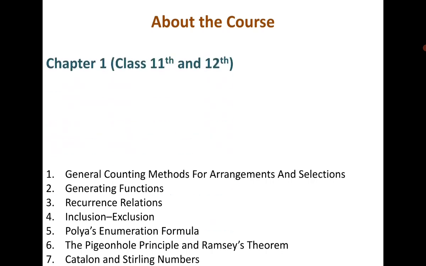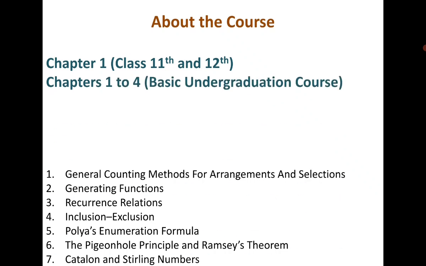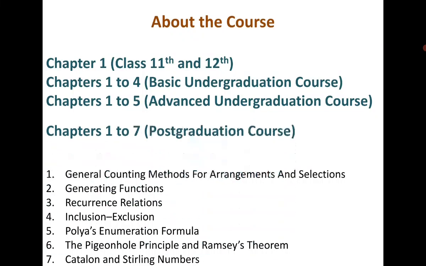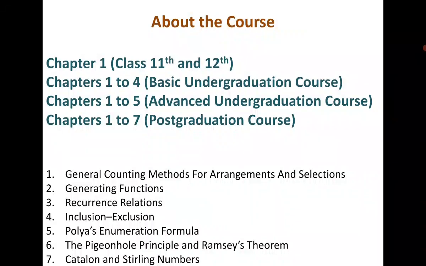In these chapters, if you are studying in school, I think chapter 1, which mainly depends on permutation, combination, and other counting problems, is enough, so you can only go through chapter 1. For a basic undergraduate course, you can go till chapter 4, and sometimes at some places chapter 5 is also included in an undergraduate course. And if you are looking for a postgraduate course, then you need to go through all 7 chapters.